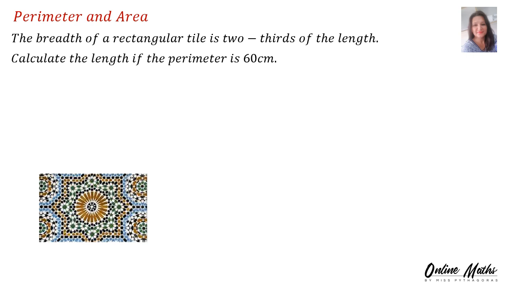Let's look at a word problem with perimeter and area. The breadth of a rectangular tile is 2/3 of the length. Calculate the length if the perimeter is 60. So we can say that the length is equal to x and the breadth is 2/3 of the length. Therefore, the breadth is 2/3x.